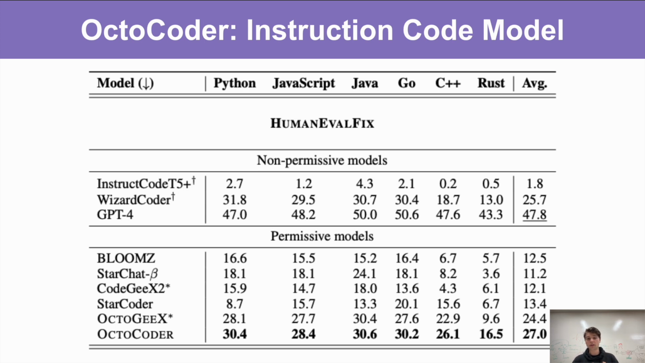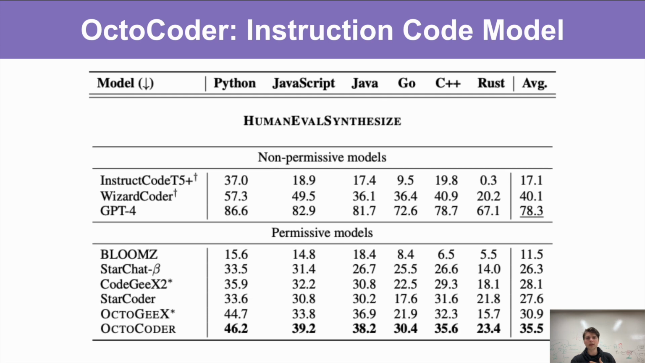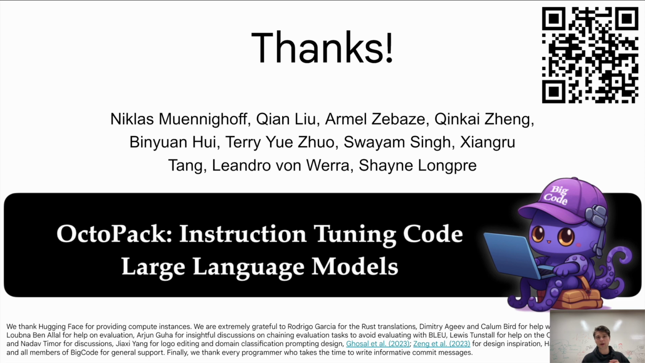Now, we find that OctoCoder is the best permissive model on HumanEvalPack. So here across the 6 different languages, but also on the 3 different subtasks. So here we have HumanEval Fix, and then HumanEval Explain, and also the synthesized variant. Now, since this release, many more code models have come out. Some of them might also have very strong performance, but nonetheless, we think that these artifacts are pretty useful.